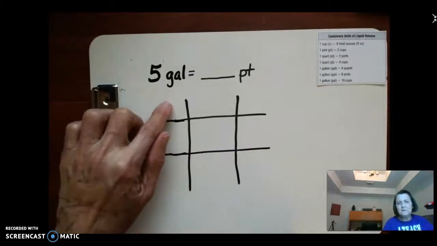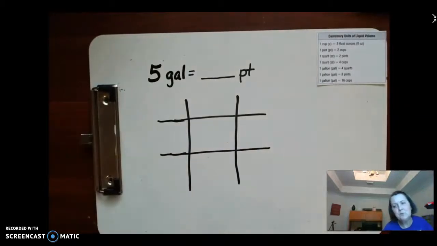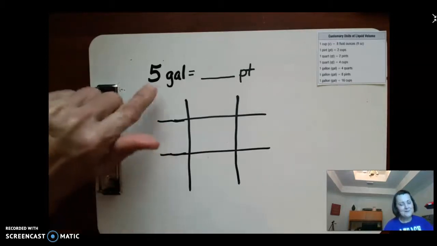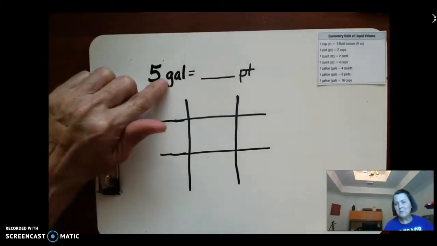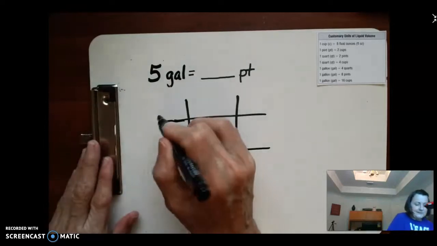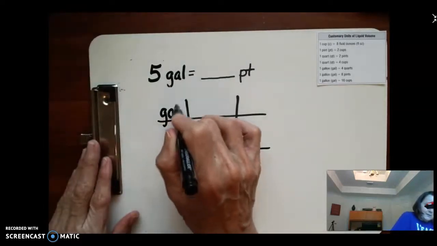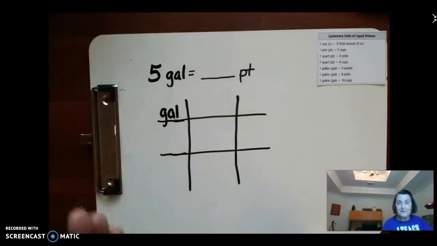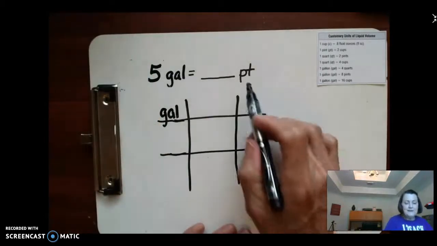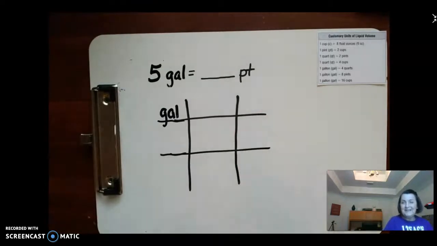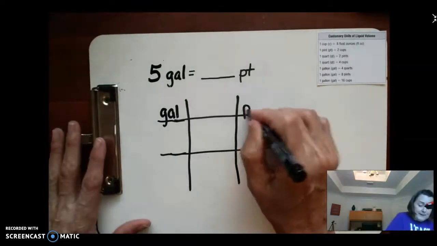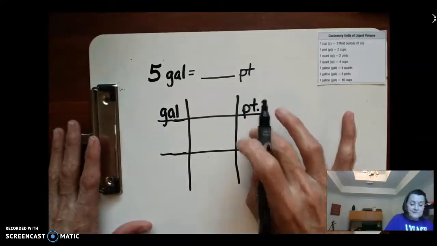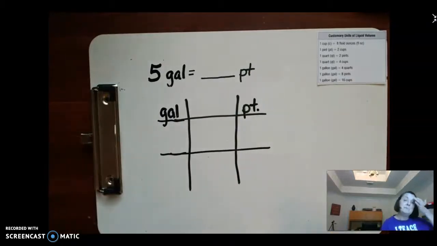What goes in this first column? Who remembers? It's our labels. So let's look back up here. And what's your label here? Gallons. So we are going to label this column gallons. Anything that we put in here has to do with gallons. And then pints, we're going to put it in the last column. We're going to label that here. And everything else that goes in this column has to be pints.